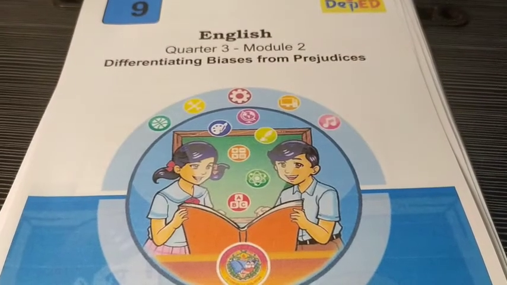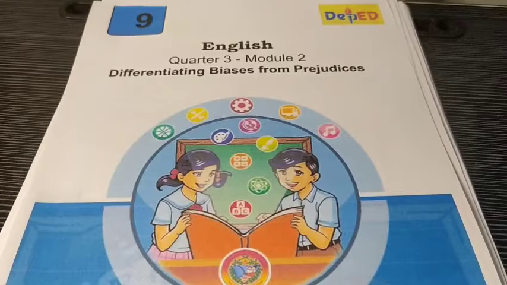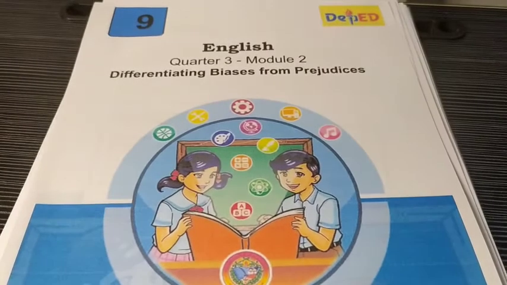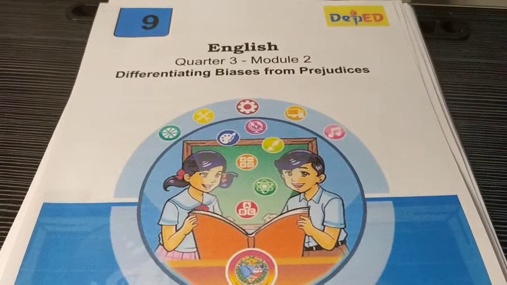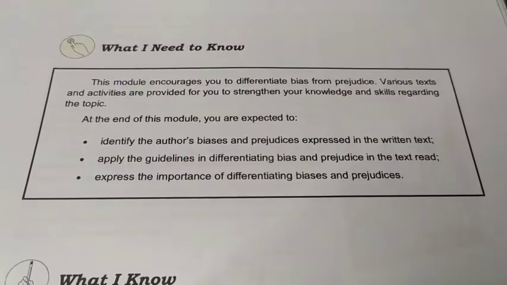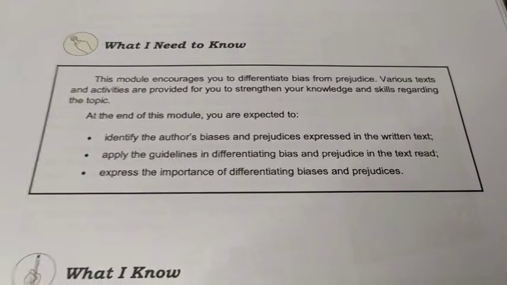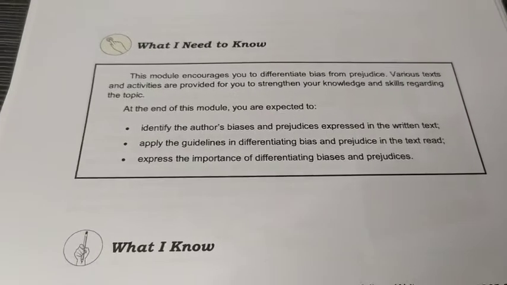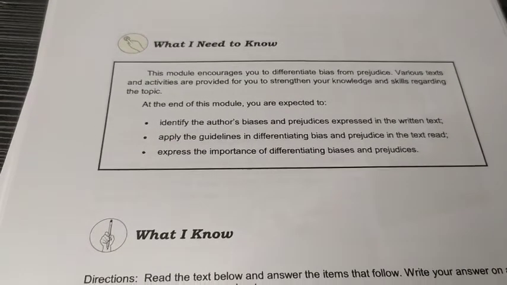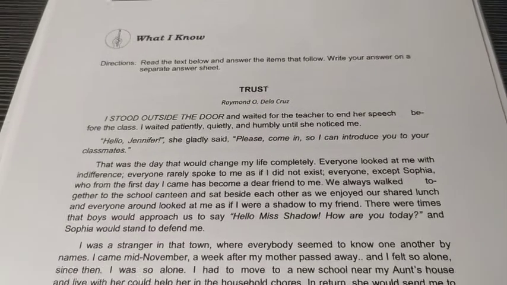Good day, and now we will have our module number 2, which has the same competency with module number 1 about differentiating bias from prejudice. So we will start on page number 1. On page number 1, we can see here the objectives. These are also related to the objectives that we had cited last time in our module number 1.